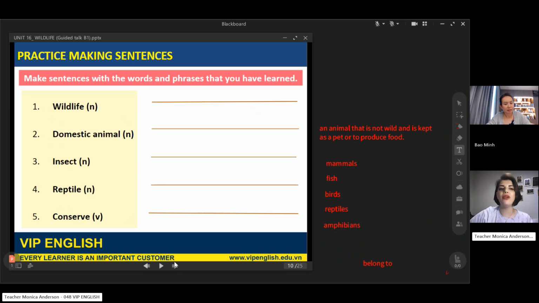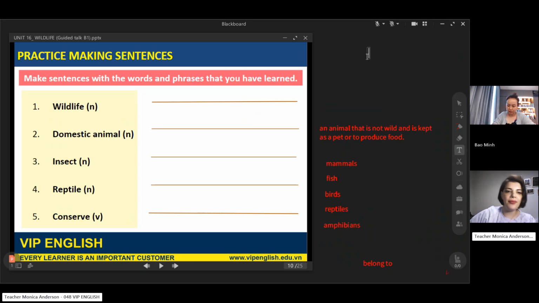Okay, now talk about wildlife and maybe endangered animals. So it's really important. You know that endangered means, for example, an animal may become extinct in future. So they are endangered, okay? And you can say, for example, some animals are endangered. So this is the first one.